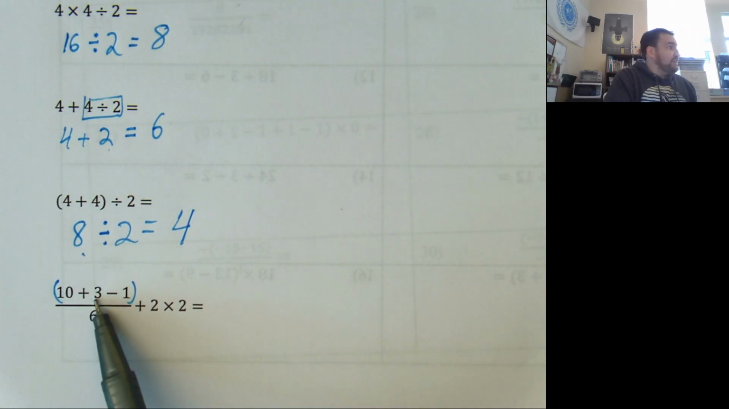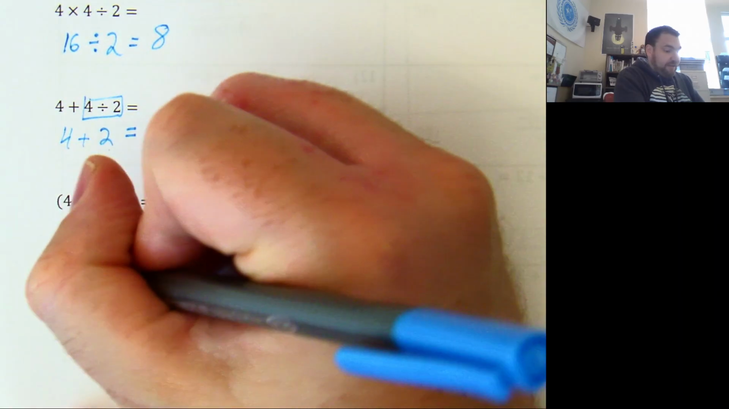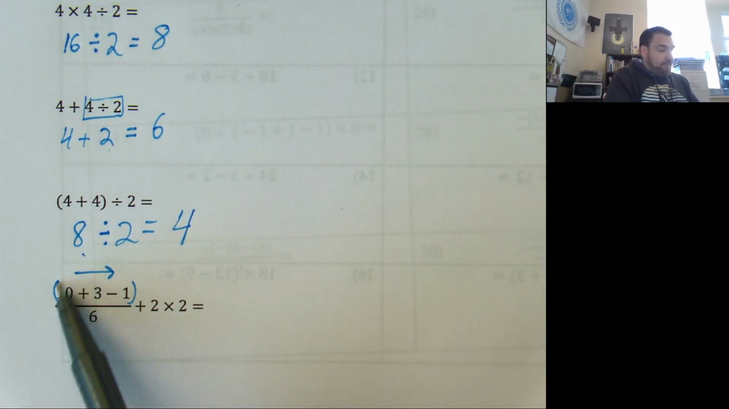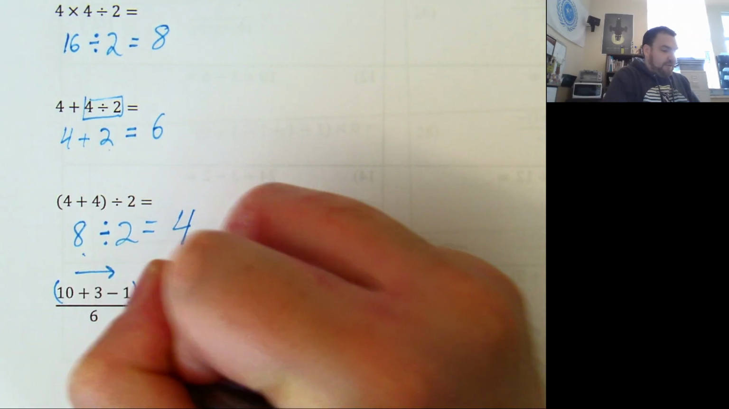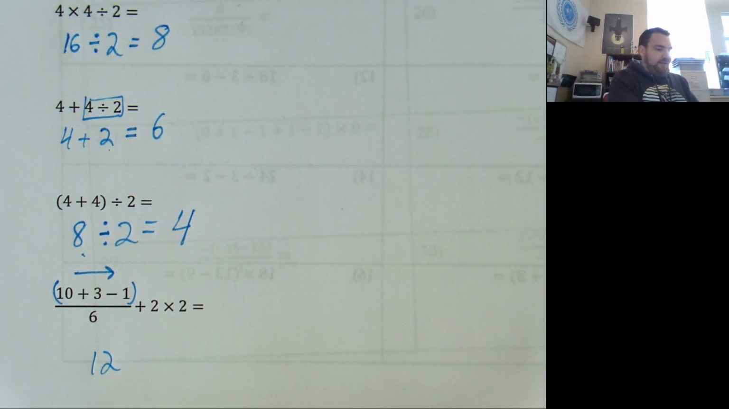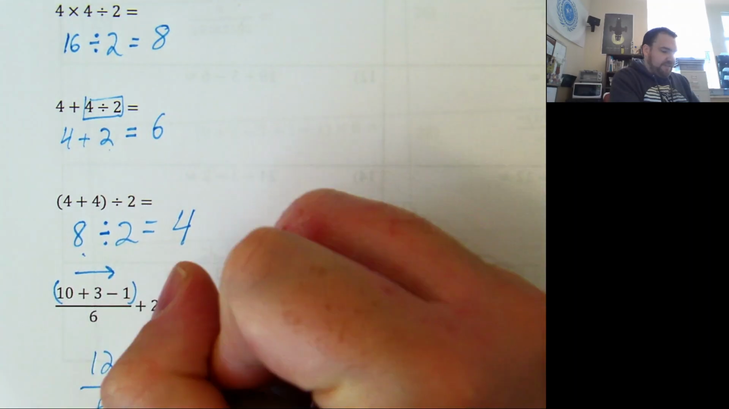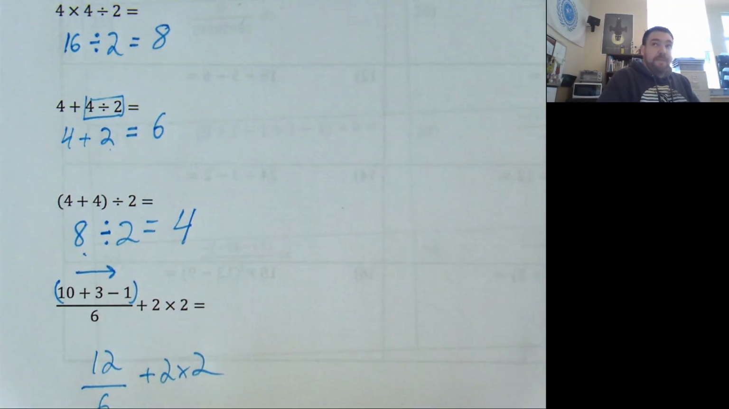Yeah, 10 plus 3 is 13 and minus 1. You're going left to right. That's great. So this top bracket is going to simplify to 12. And we're just going to write down everything we haven't done yet. Divided by 6 plus 2 times 2.